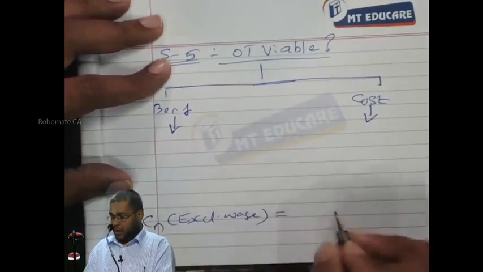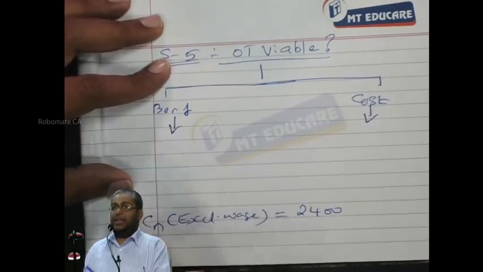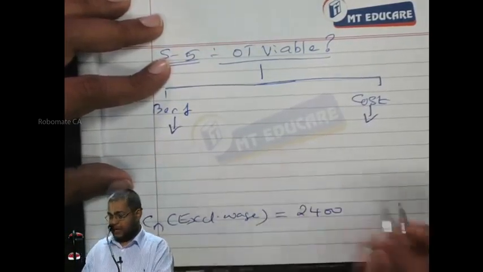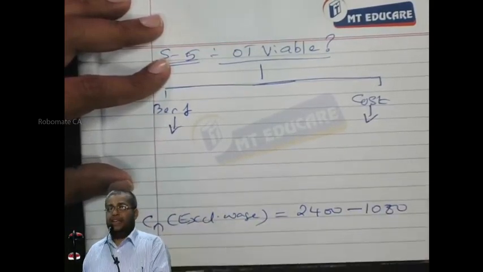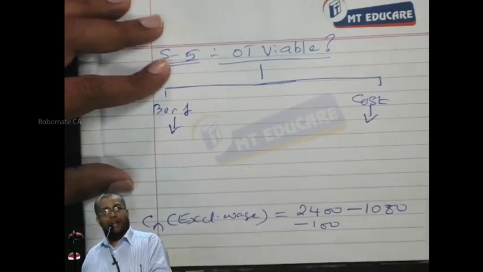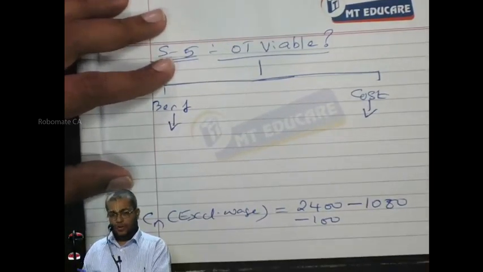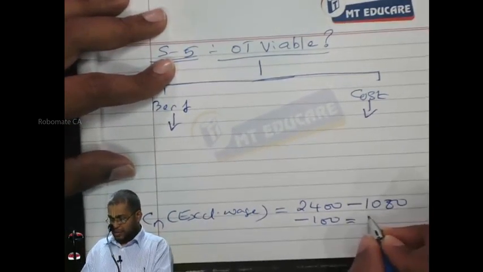Now, what is the selling price of the machine? 2,400. Enough, right or not? So 2,400. What is the other production variable cost? 1,080. I also incur distribution cost. How much? 100. Doing along with me or not? Tell me, what is the contribution?